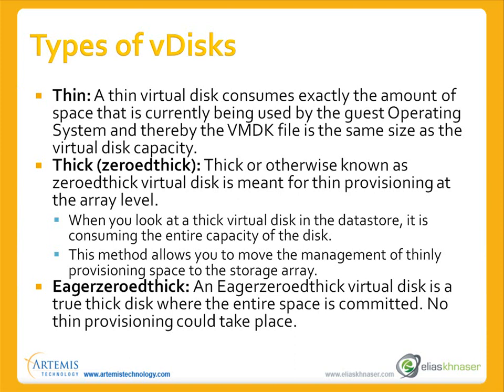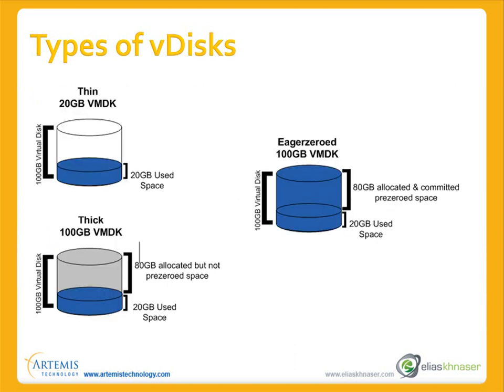So I'm going to show you an illustration. Actually, let's move on to the second slide here. You'll notice that the thin disk, as far as the data store is concerned, if you've provisioned a 100 gig virtual disk, for example, and you're only using 20 gig, it's only going to see 20 gig. Now here's the problem. That host expects to see 100 gig. So as it starts to use it, if that 80 gig isn't available to it, you're going to have a problem. You're going to crash it.